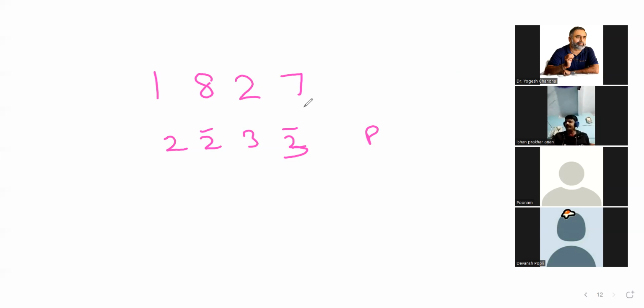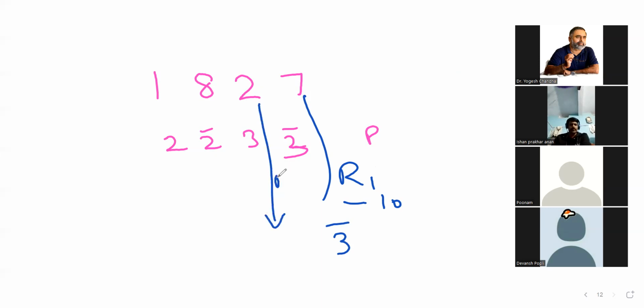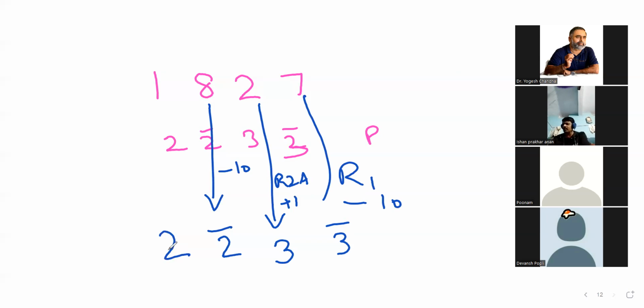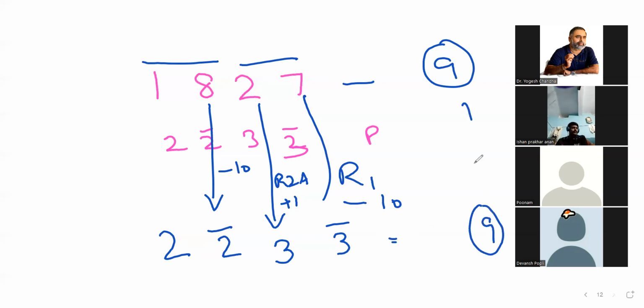If you don't try, then how will you learn? R1 minus 10. So 3 bar. This is less than 5. So R2A, that means plus 1. Now, after this, we go back to rule number 1. So rule 1 says, again subtract 10. So 2 bar 10. Again, add 1. And if you check it, here the digit sum is 9. All cancel to 0, so 0 plus 9 is 9. So the digit sum is also the same.